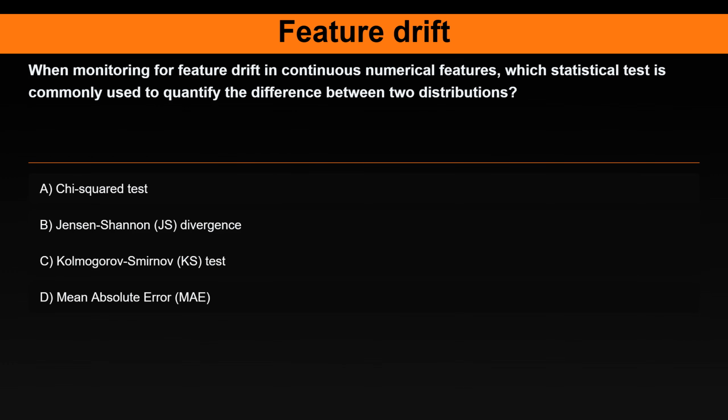Question 29. When monitoring for feature drift in continuous numerical features, which statistical test is commonly used to quantify the difference between two distributions? Option A, chi-squared test. Option B, Jensen-Shannon, JS, divergence. Option C, Kolmogorov-Smirnov, KS, test. Option D, mean absolute error, MAE.